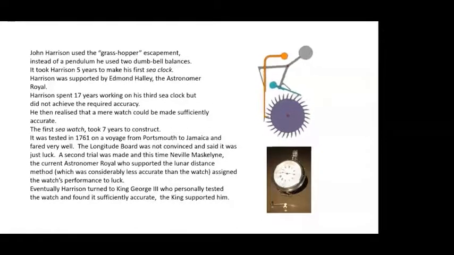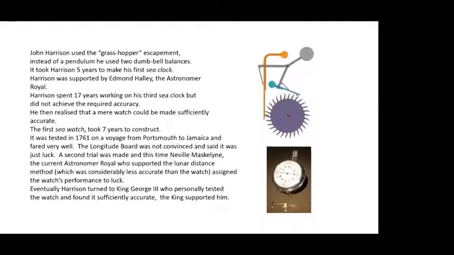It took Harrison 5 years to make his first sea clock. It was not very accurate, but he was supported by Edmund Halley. He made another one, and that didn't work well. He made a third one, on which he spent 17 years, but he did not achieve the required accuracy.